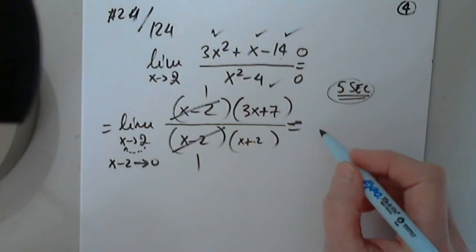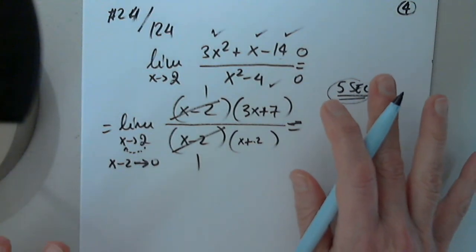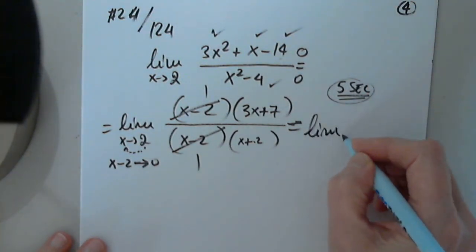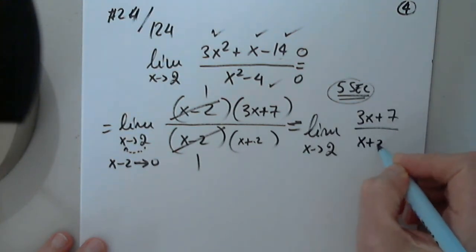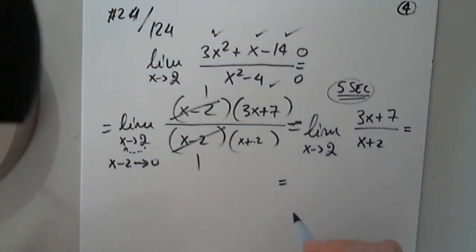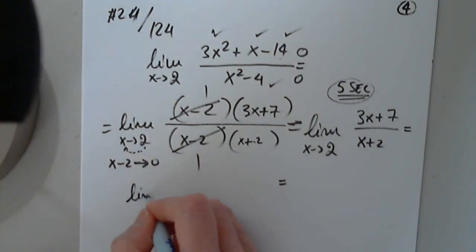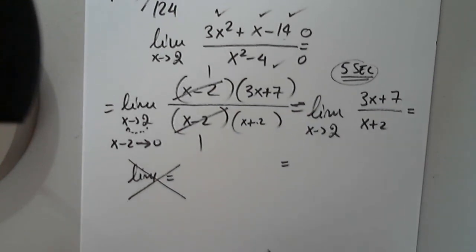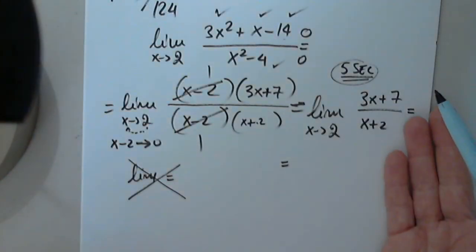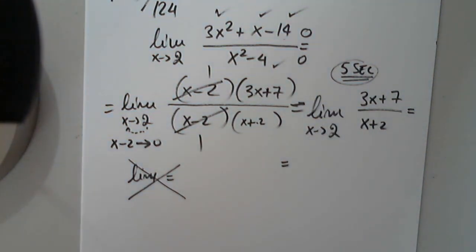And now you can drop the limit operator unless you want to write it one more time. I have nothing against it. But now we drop the limit operator. I don't want to see something like this. Limit equals. No, please don't write this. Please, I'm begging you. So then now you're applying the limit, and what is the answer? 13/4. Excellent.